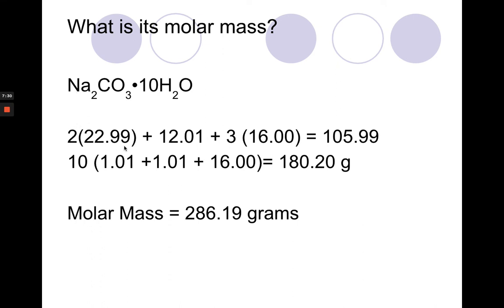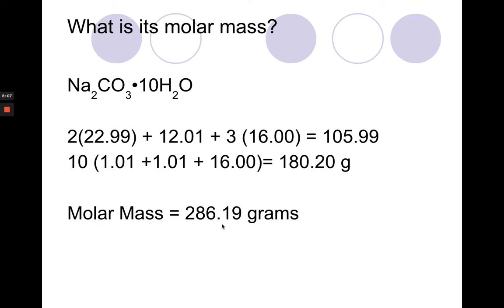Sodium is 22.99, so 2 times 22.99. Carbon is 12.01. The 3 oxygens are 48.00. So this part, Na2CO3, is 105.99. Then we have to put in the mass of 10 waters. So 10 times 2 hydrogens and our oxygen, which would be 180.20. To find the mass of the whole thing, again, this dot means add, not multiply. We would add them and get 286.19 as our molar mass of sodium carbonate decahydrate.